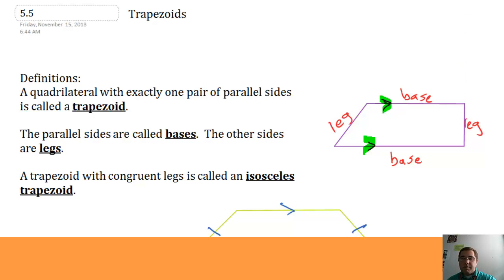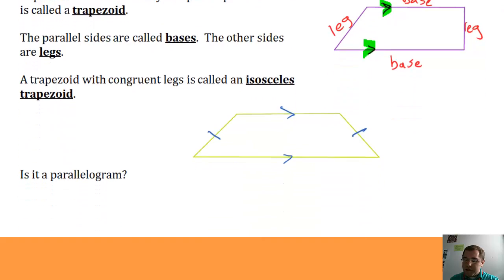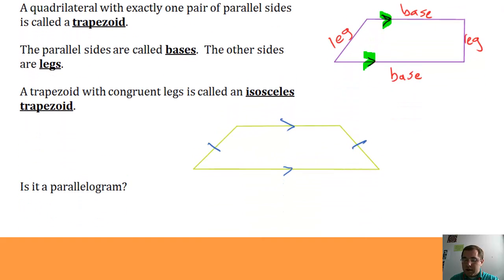The parallel sides of the trapezoid are called the bases. The other sides, the ones that are not parallel, are called legs. A trapezoid with congruent legs is called an isosceles trapezoid. So this lime green trapezoid I've drawn here has its legs congruent, which I know because I see these hash marks here. So it is an isosceles trapezoid.